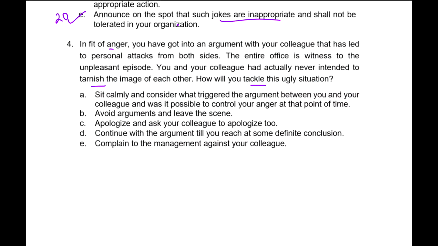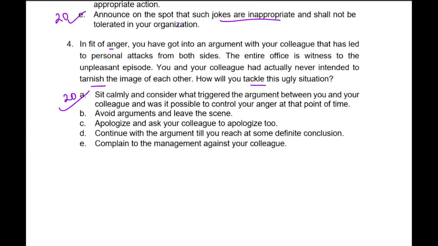Who are you? You are one of the people who is arguing. Okay? Remember this. So, let's get an answer for this. Sit calmly and consider what triggered the argument between you and your colleague, and was it possible to control your anger at that point of time. Well, that's the most logical answer and actually the answer of this question.